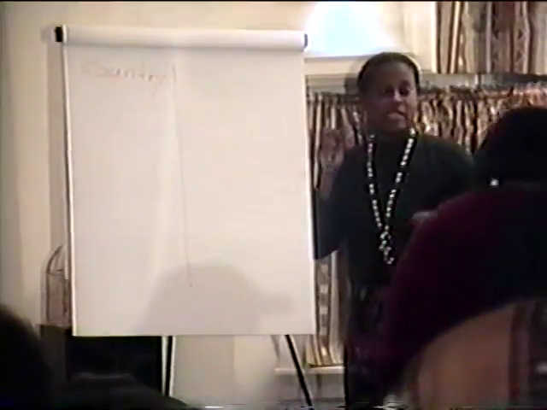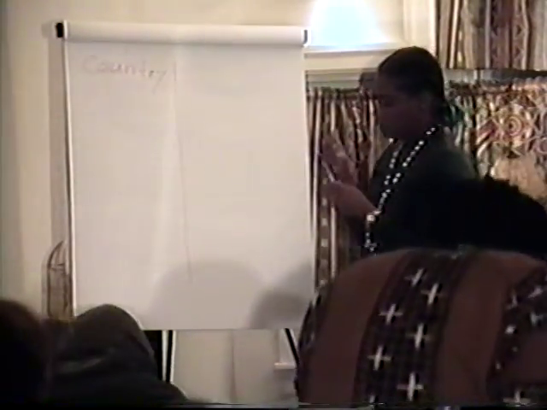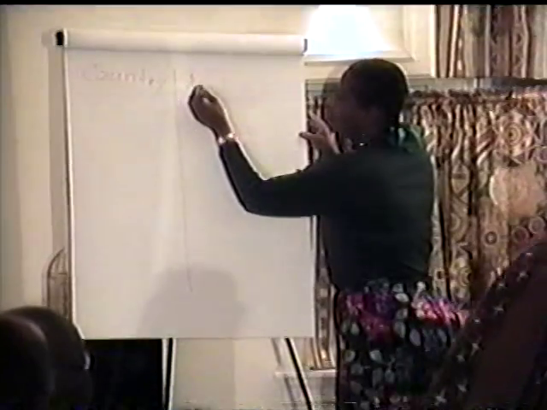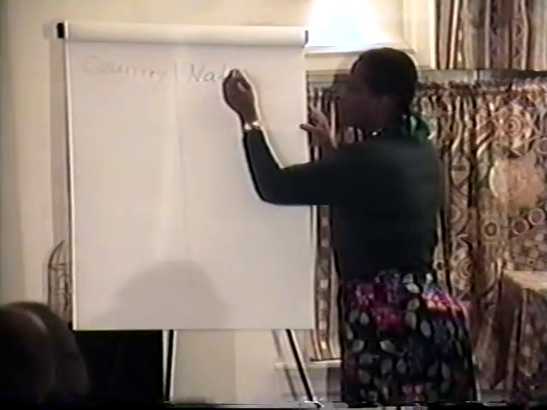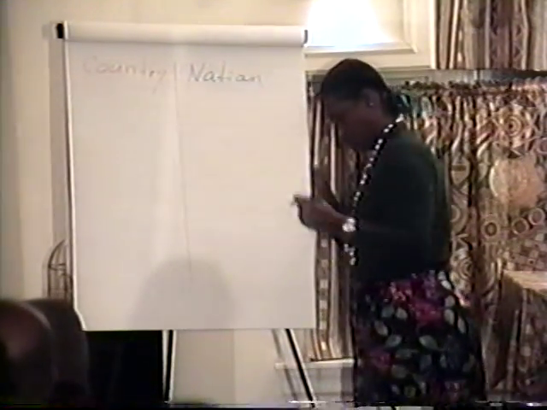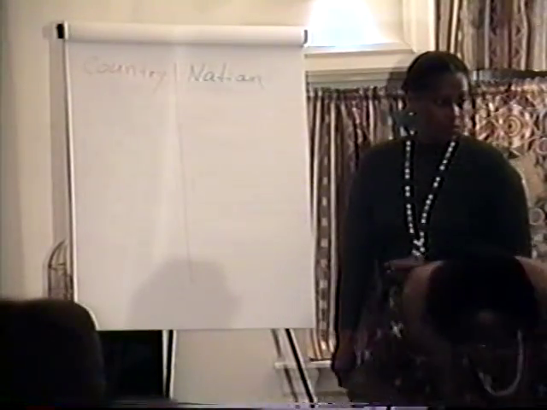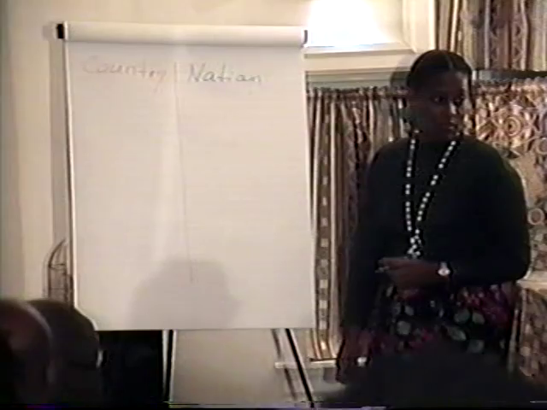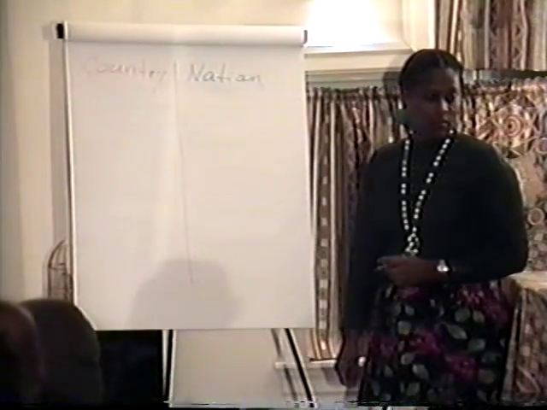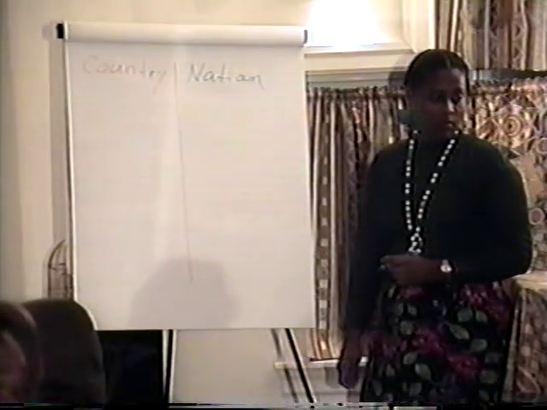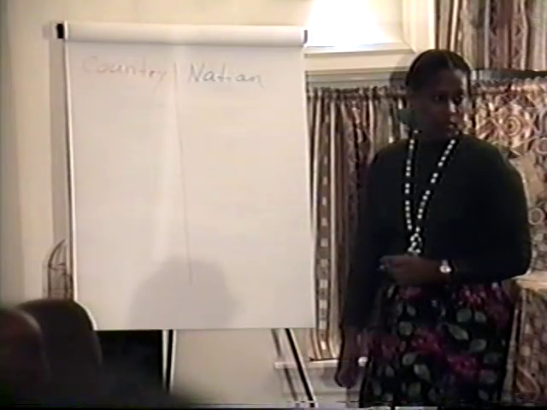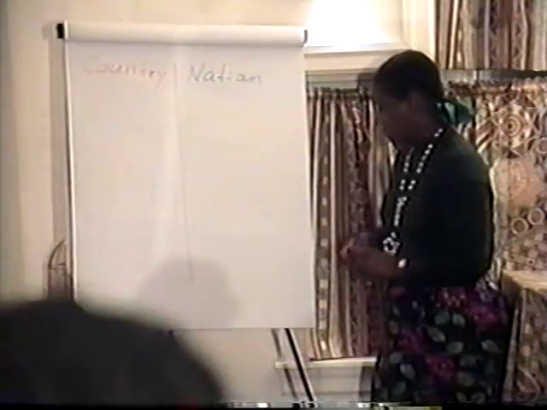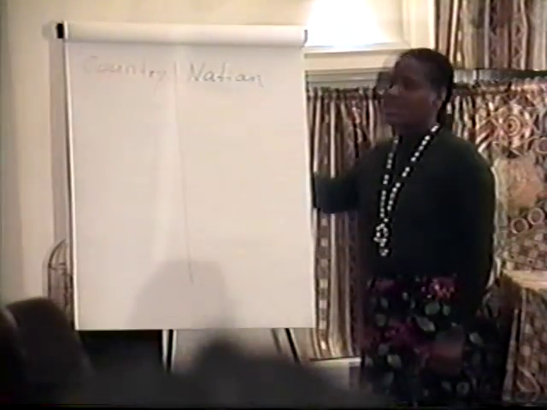Read it out for us, please. No state shall enter into any treaty, alliance, or confederation, grant letters of marque and reprisal, or coin money, emit bills of credit, make anything but gold and silver coin a tender in payment of debt, pass any bill of attainder, ex post facto law, or law impairing the obligation of contract, or grant any title of nobility. Oh, they can't grant titles of nobility either.